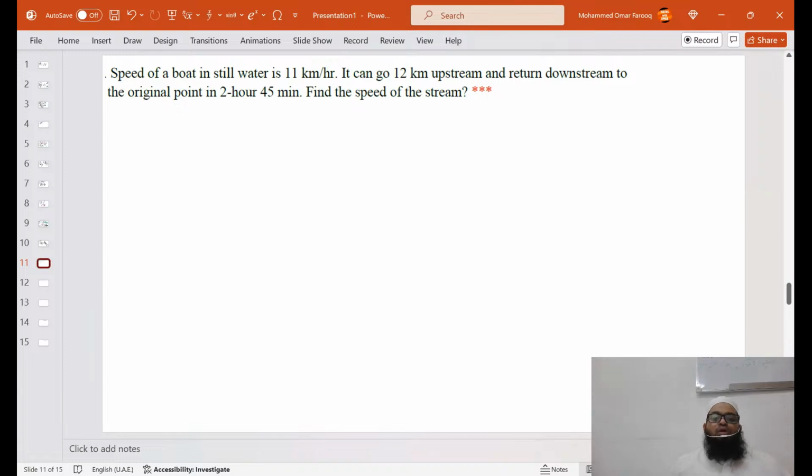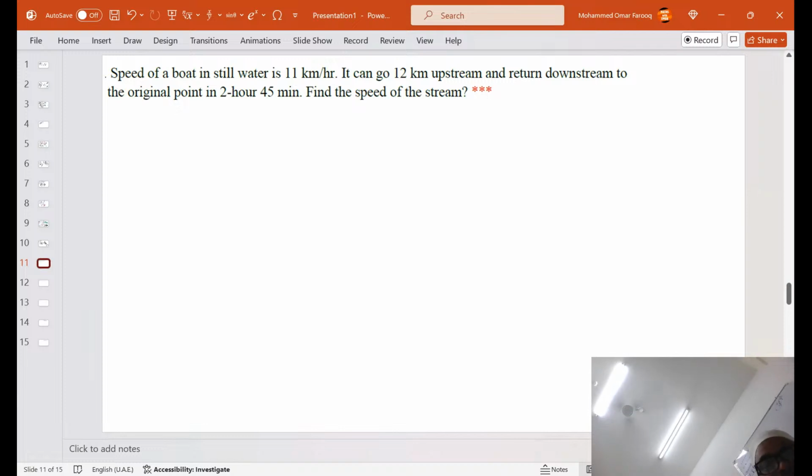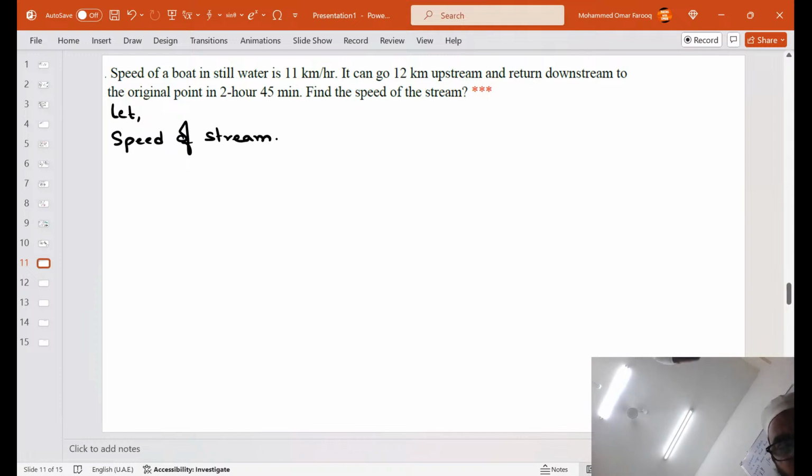Okay, speed of the boat in still water is 11 kilometers per hour. Okay, find the speed of the stream. Okay, fine. So let us start over there. Find the speed of the stream. Let speed of stream be equal to x kilometers per hour.